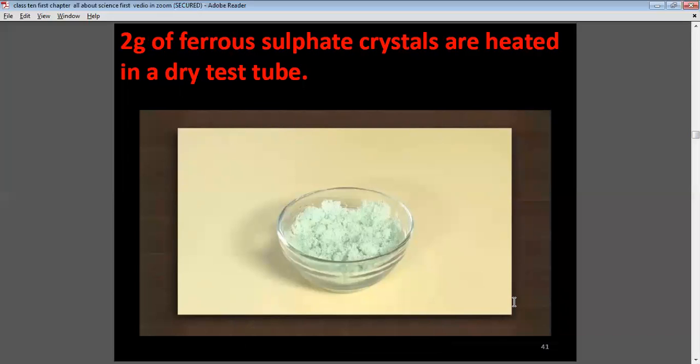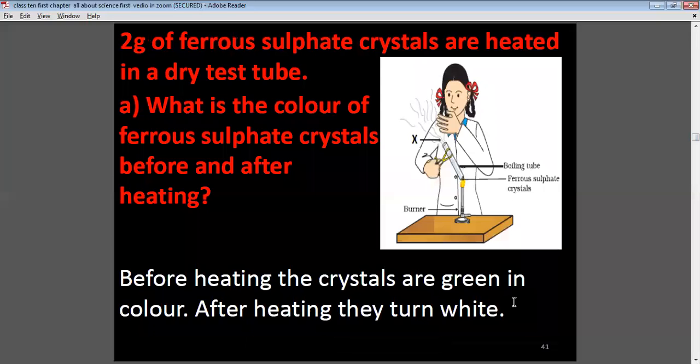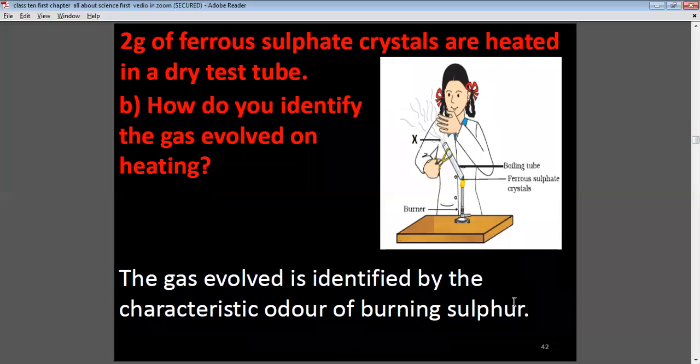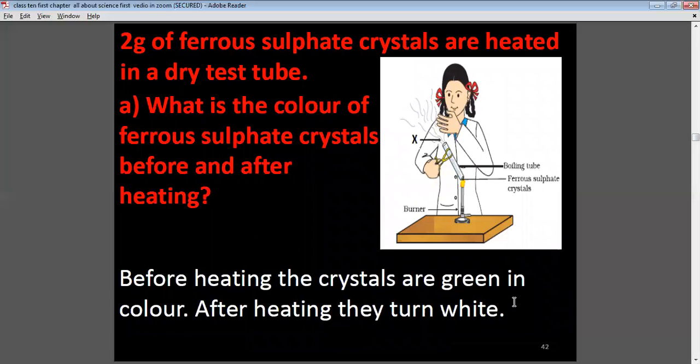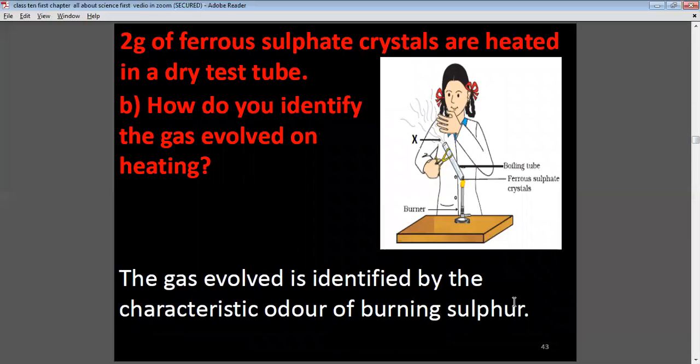2 grams of ferrous sulfate crystals are heated in a dry test tube. These are the ferrous sulfate crystals in the figure. What is the color of the ferrous sulfate crystals before and after heating? Before heating, the crystals are green in color. After heating, they turn white. Second question: how do you identify the gas evolved on heating? The gas is identified by its characteristic odor, that is, the smell of burning sulfur.